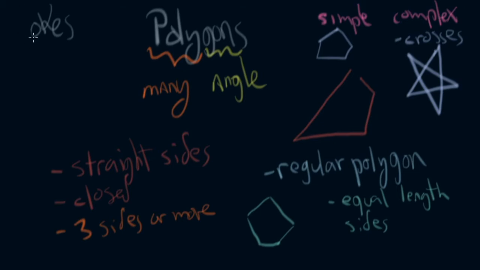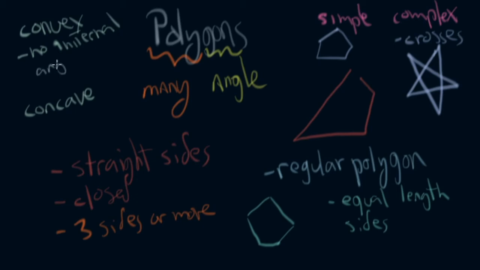Okay, now some other stuff we're talking about is convex or concave. I'm going to get rid of the jokes here. Convex or concave. So convex, and we also have concave. Basically, if you have a convex, there's no inward pointing angles. No internal angles, the inside angles, are more than 180 degrees. So no internal angles are greater than 180 degrees.